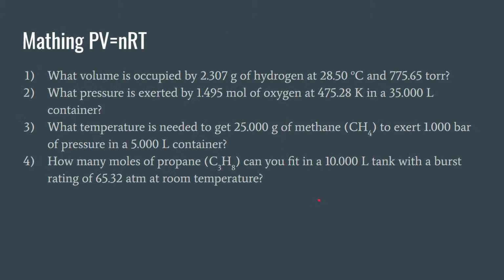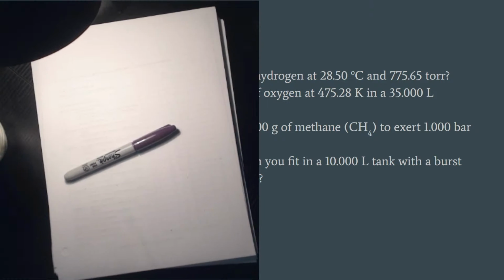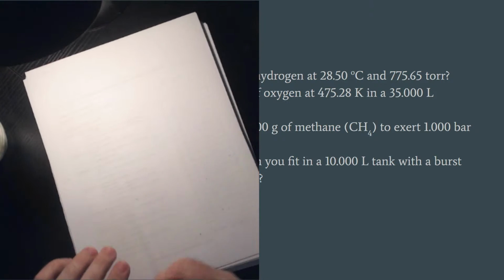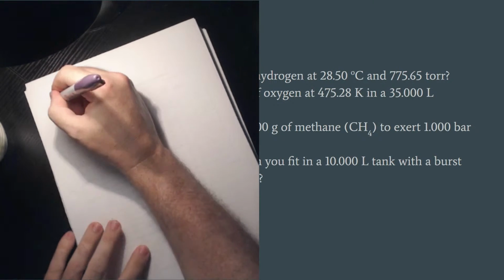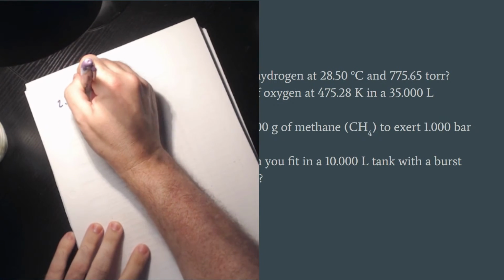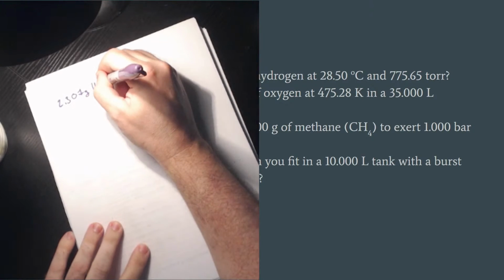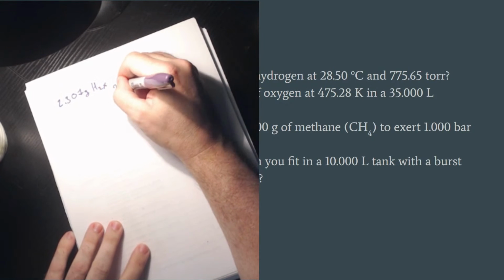So let's do some PV math. What volume is occupied by 2.307 grams of hydrogen at 28.5 degrees Celsius and 775.65 torr? Well, first we need to convert to moles. So 2.307 grams of hydrogen times 2.01.